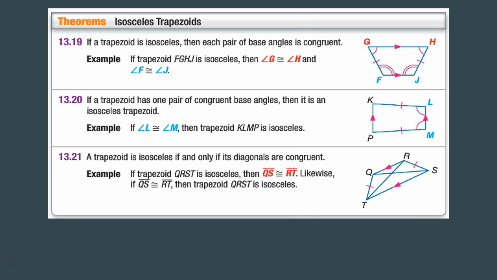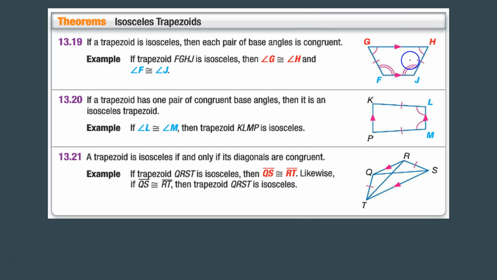Alright, so let's go over isosceles trapezoids. If a trapezoid is in fact isosceles, then each pair of base angles is congruent. So notice here, angle G and angle H, these two are congruent. And then we also see that angle F and angle J are also congruent. So here we have an isosceles trapezoid because our base angles are congruent to each other.